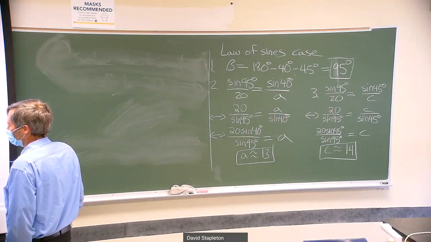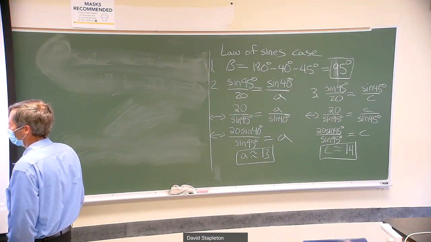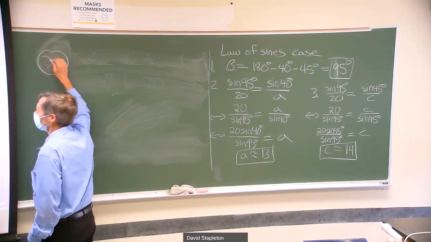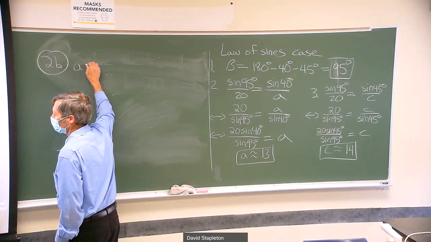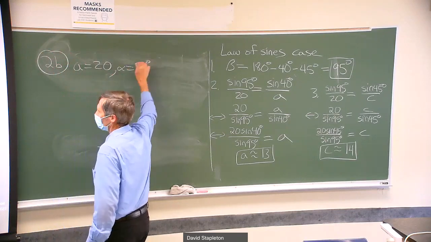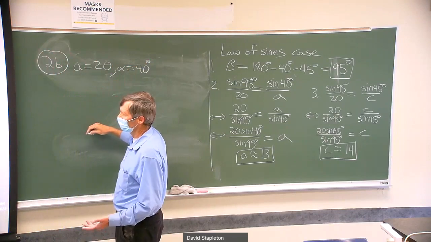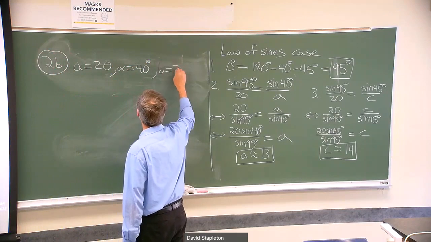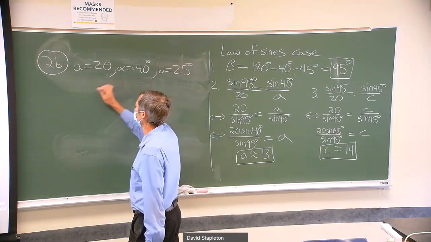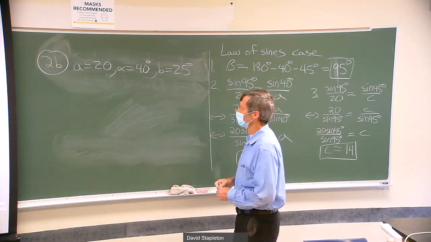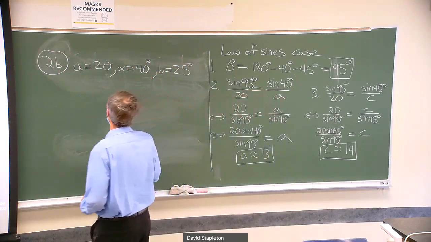Let's do 2B here. 2B says this. Suppose A equals 20, alpha equals 40 degrees. And I'll give you these solve the triangle things in degrees. B equals 25, because that's usually what you're solving for in these kinds of problems. And how do I solve this one? Same kind of thing, except it's going to come out a little different.